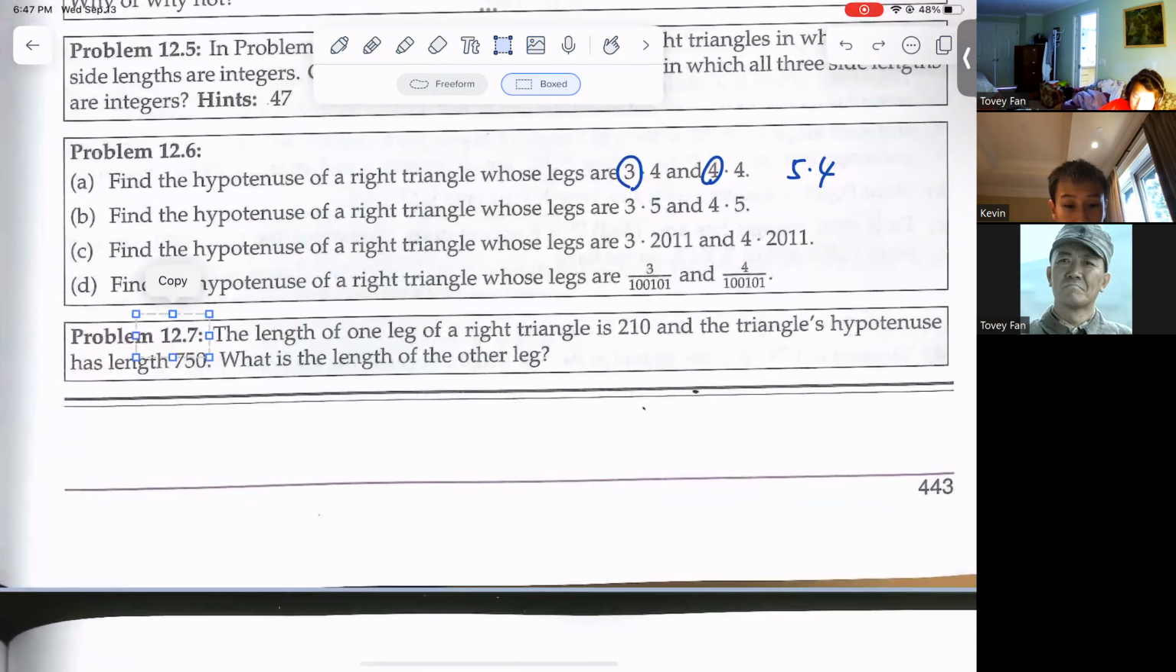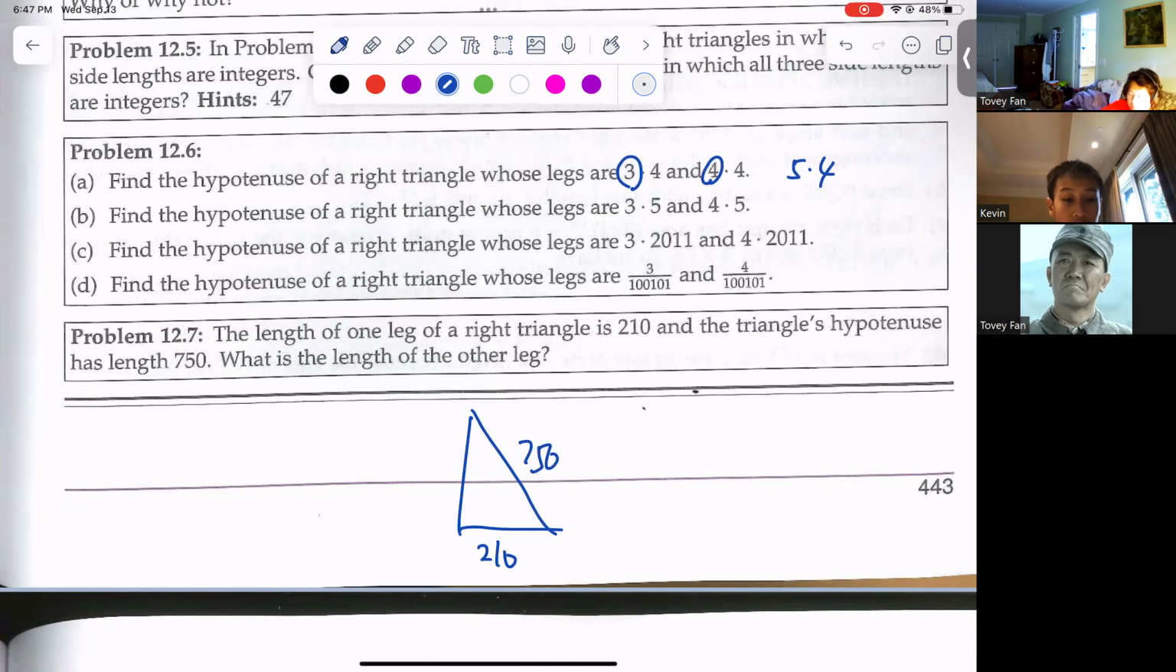12.7. One leg is 210. The hypotenuse is 750. What do you do? Maybe we could factor. Factor how?